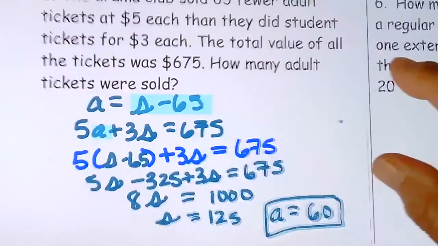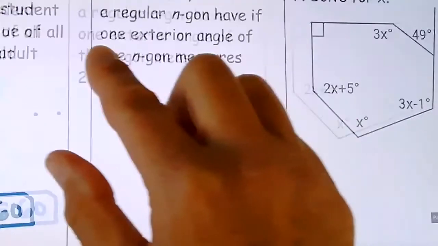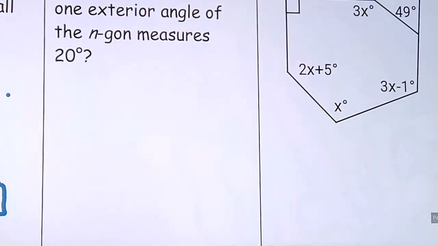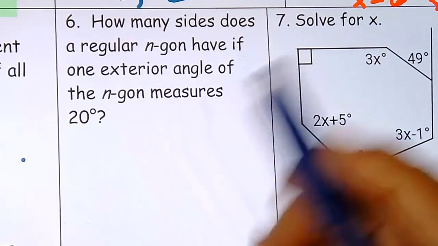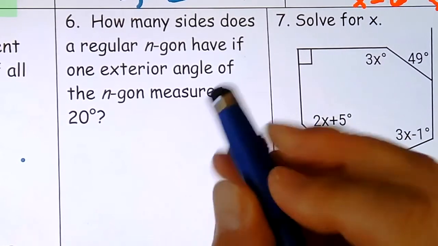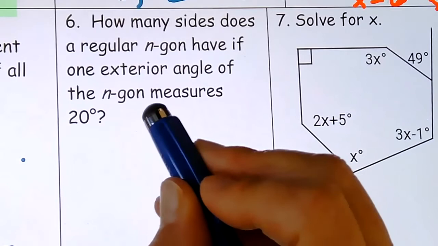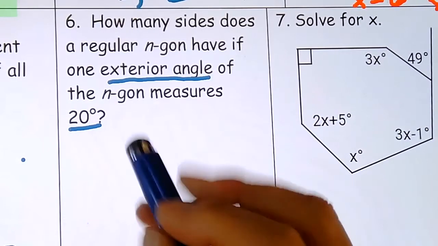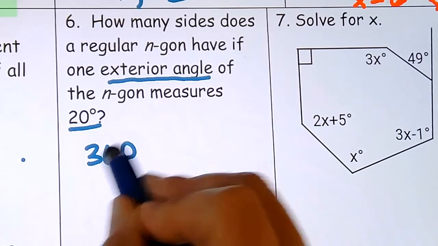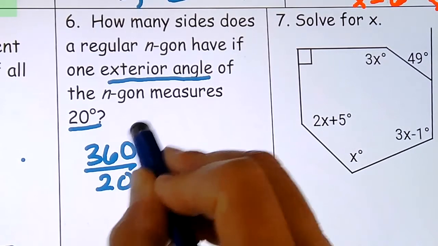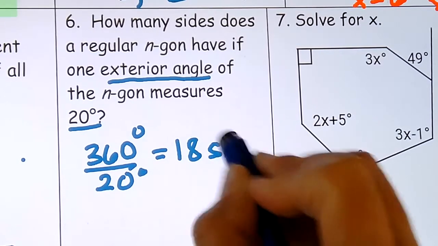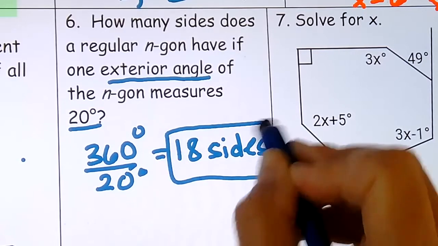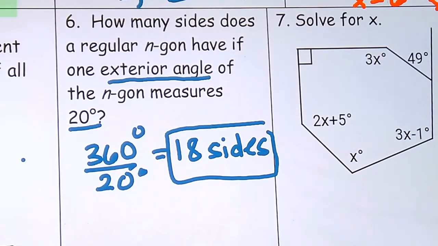Okay, on number 6. How many sides does a regular n-gon have if one exterior angle of the n-gon is 20? So this is what I'm going to do. So we want to know how many sides. And so I know that if an exterior is 20, then I can take 360 divided by 20. Okay, so 360 degrees by 20 degrees. And I am going to end up getting 18 sides. And that's your answer. Okay, I did it based off of my exterior because they always add to 360.